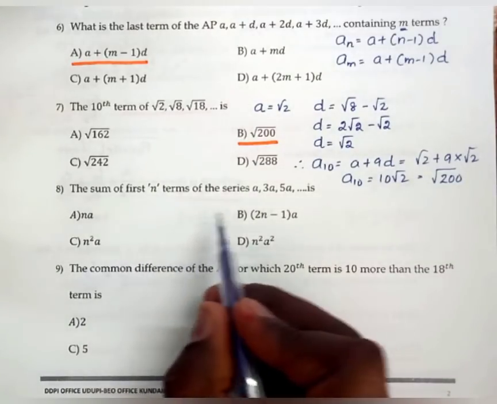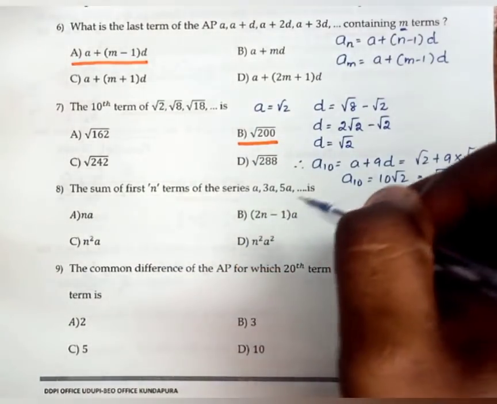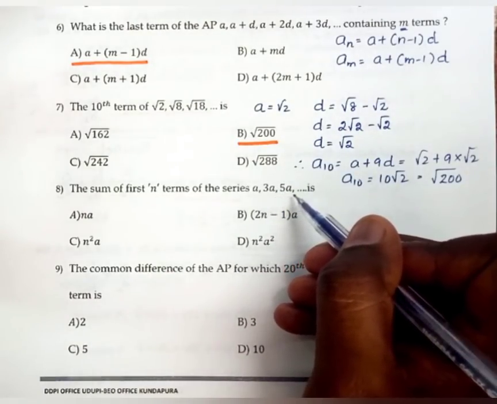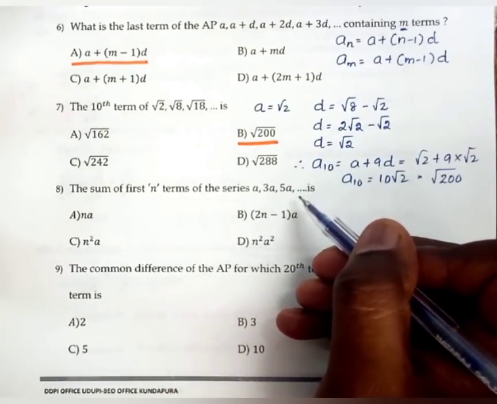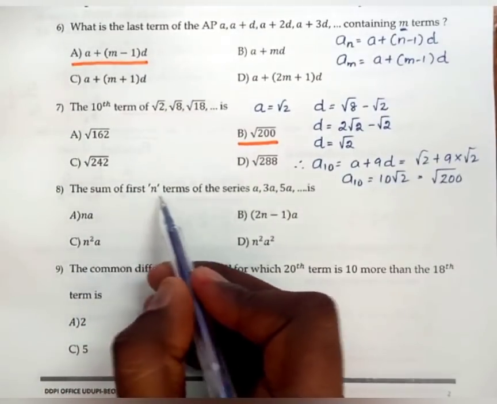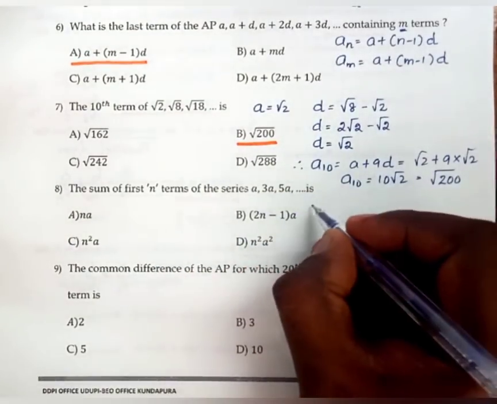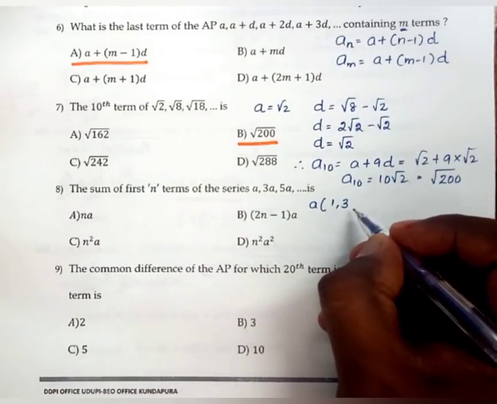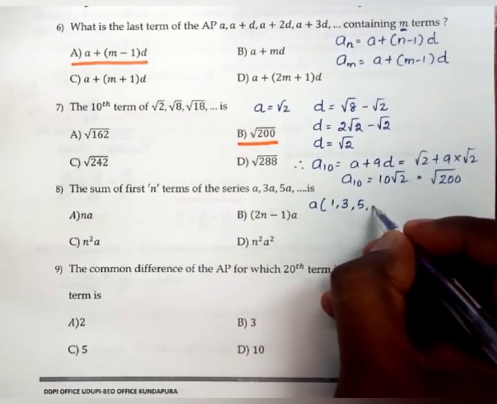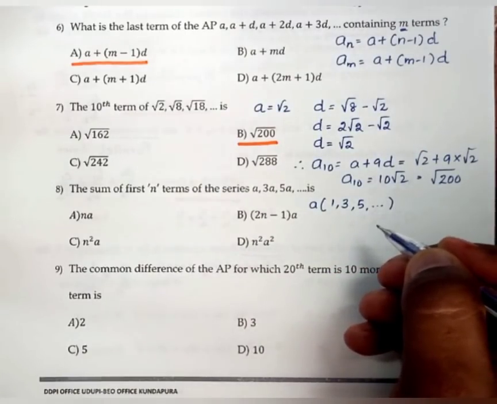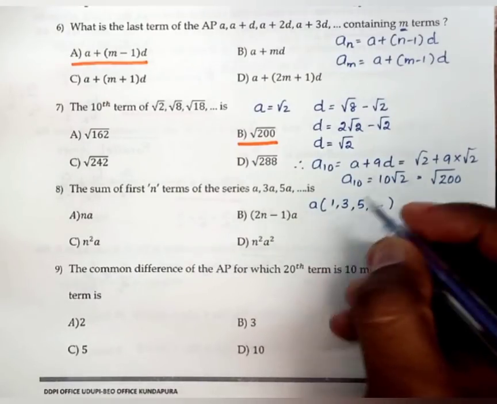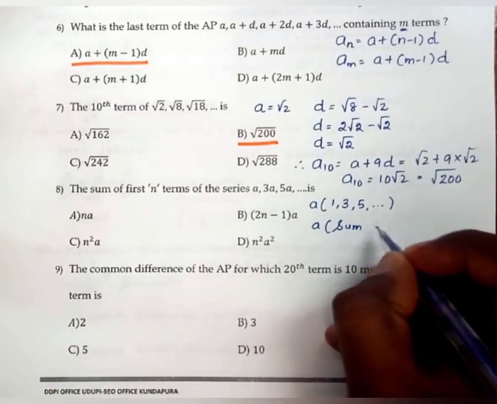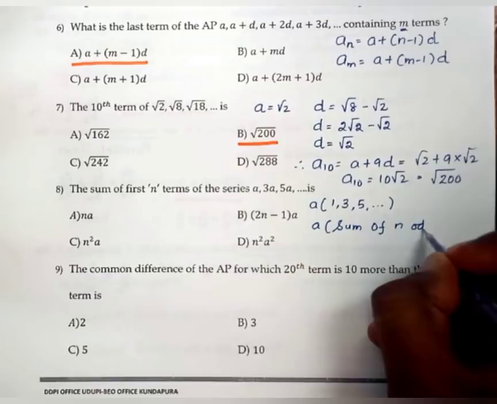Question number 8. The sum of n terms of the series a, 3a, 5a and so on is. So, we know that the sum of n odd terms is n square. Now, we have a as common. I am taking a. Therefore, a times n square is a n square. The sum of odd number of terms is n square. A times n square is a n square or n square a.